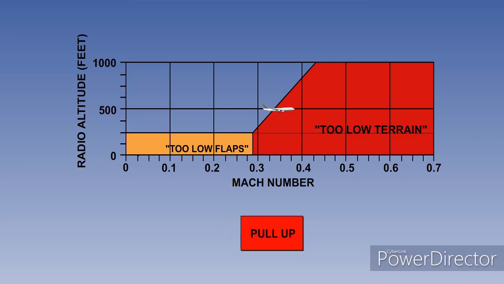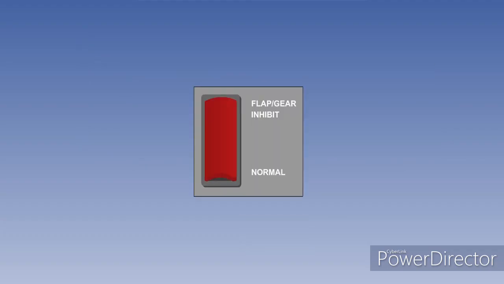In both Mode 4A and 4B, the message is repeated every second and a half until the condition has been corrected. The too low gear alert takes priority over the too low flaps, and both can be inhibited by use of the flap gear inhibit switch.